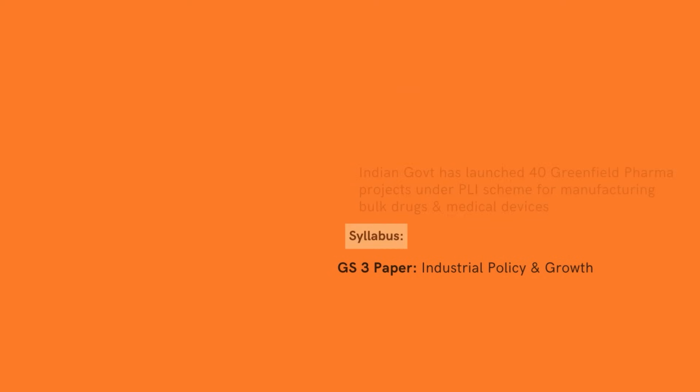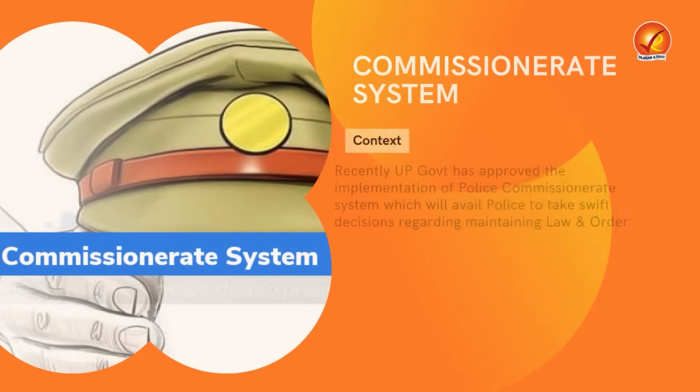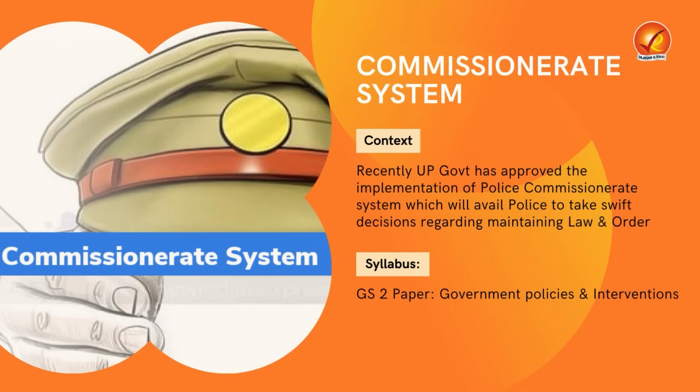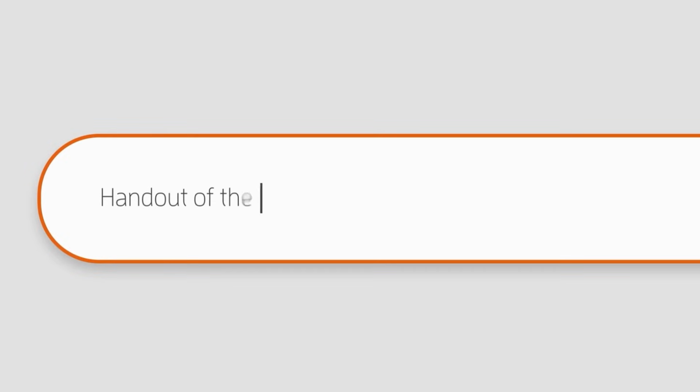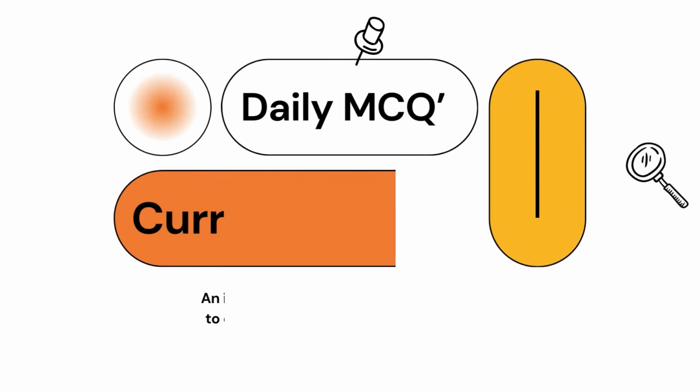It will be followed by the next article where we will try to understand the complex election procedure of Rajya Sabha. Towards the end, we will study about the commissionerate system which has been adopted by several states. The handout for the discussion will be available in the description of the video for your effective revision.